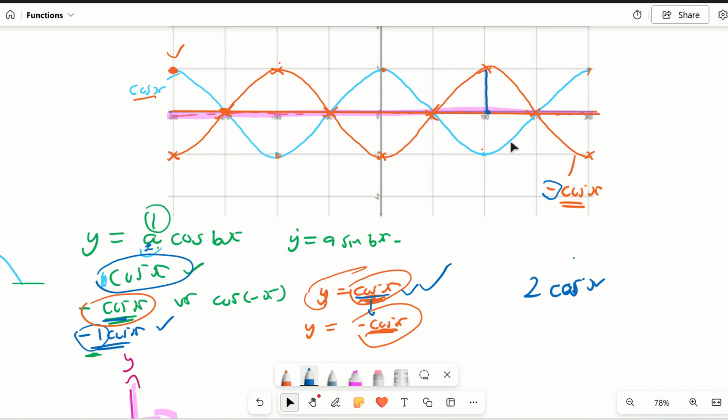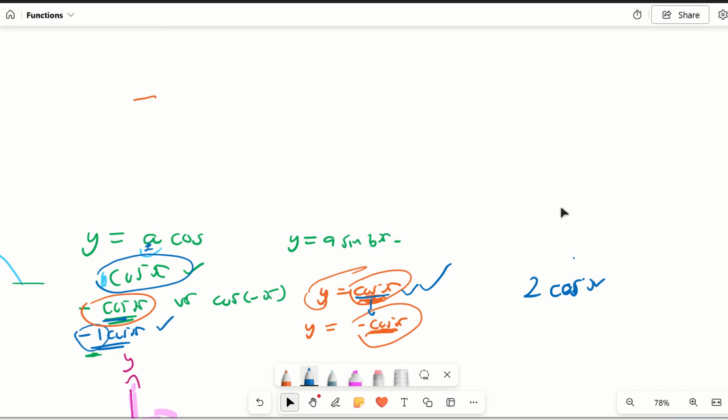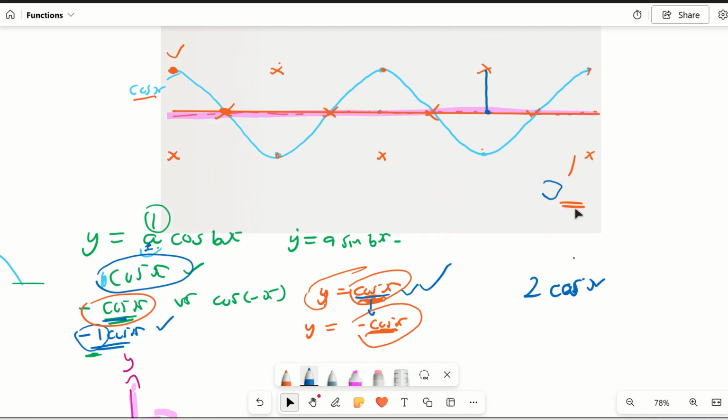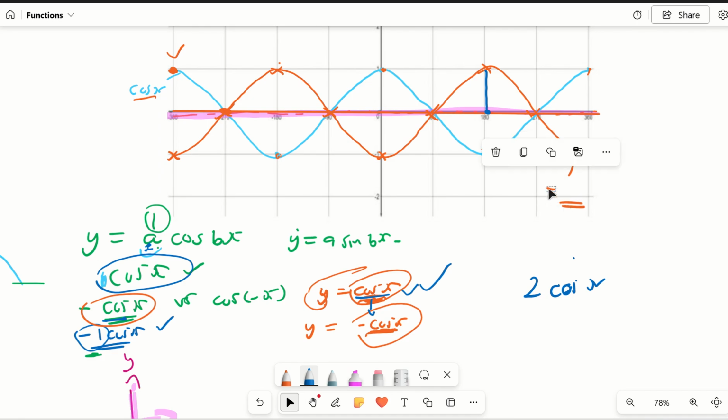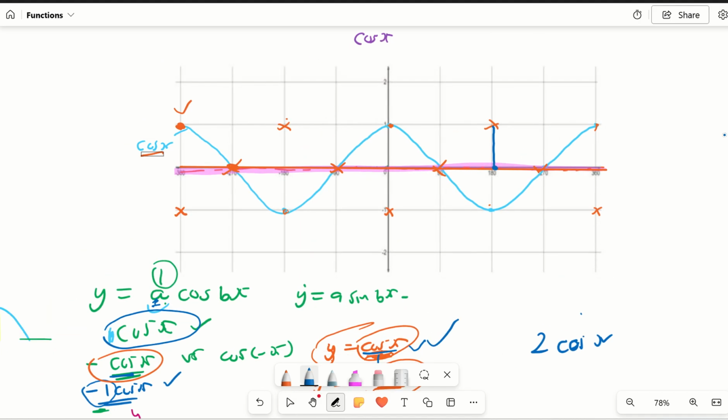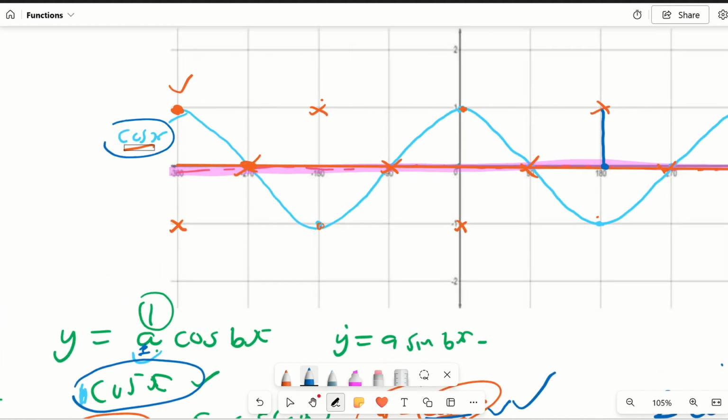I'm going to remove the graph of minus cos x so that we have clear space. Oh, the grid disappeared. Oh yes, it's back. I'm trying to remove the orange one. So now the graph we have in front of us is still the graph of cos x.